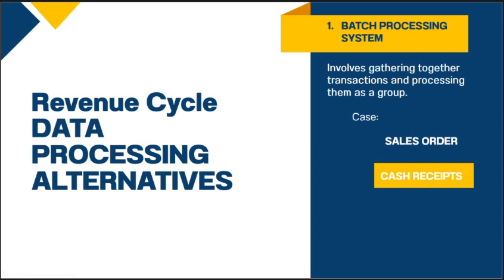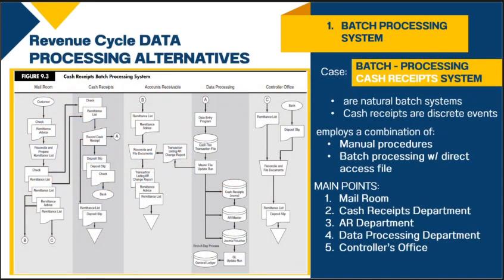Now let's take a look into the batch processing system in the case of cash receipts. Cash receipts procedures are natural batch systems. Unlike sales transactions, which tend to occur continuously throughout the day, the cash receipts are discrete events. Checks and remittance advices arrive from the postal service in batches. Likewise, the deposit of cash receipts in the bank often is a single end of business day event. The cash receipts system in the figure shown, which is figure 9.3, employs a combination of manual procedures and batch processing with direct access files.